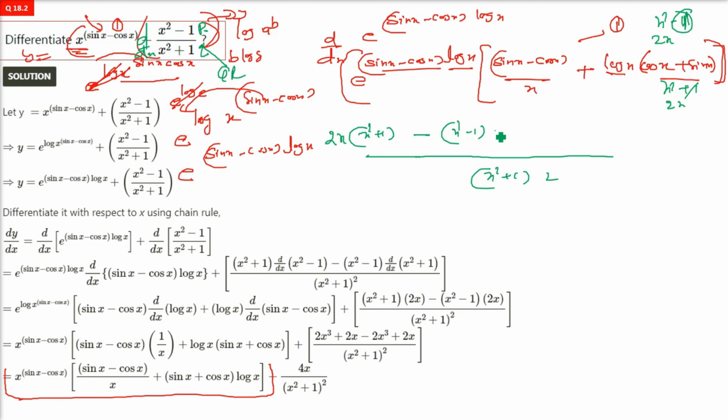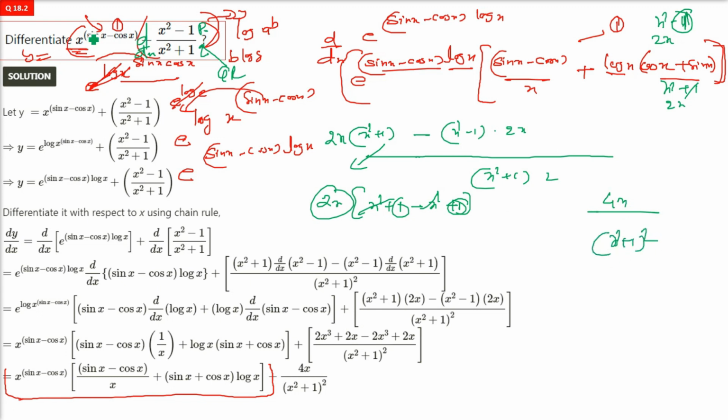So now you can take 2x common from the numerator. You will get x square plus 1 minus x square minus 1. When you take 2x common, it is going to be x square plus 1 minus x square plus 1. X square gets cancelled. 1 plus 1 is 2. 2 into 2x is 4x. So the numerator will be 4x divided by (x square plus 1) whole square. So this is the negative sign, so the first term has a negative sign, and 4x by (x square plus 1) whole square.